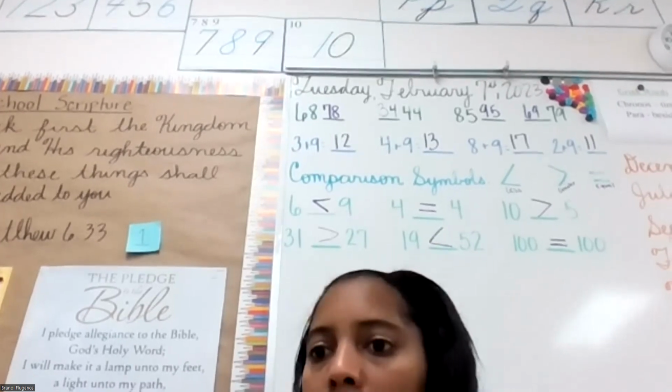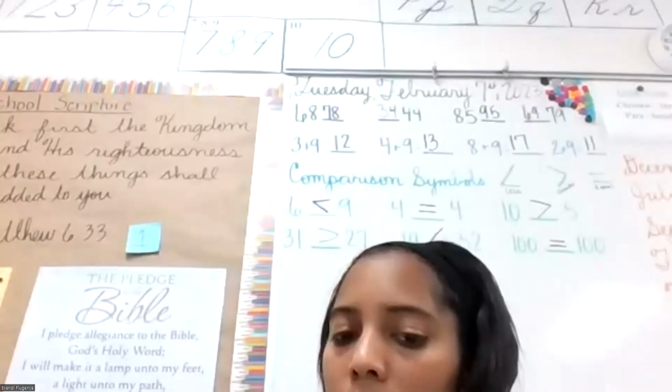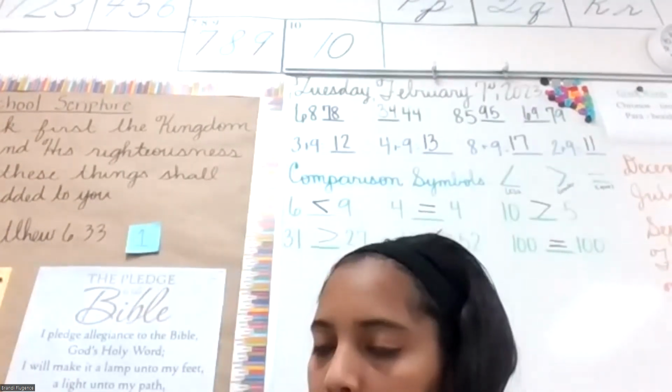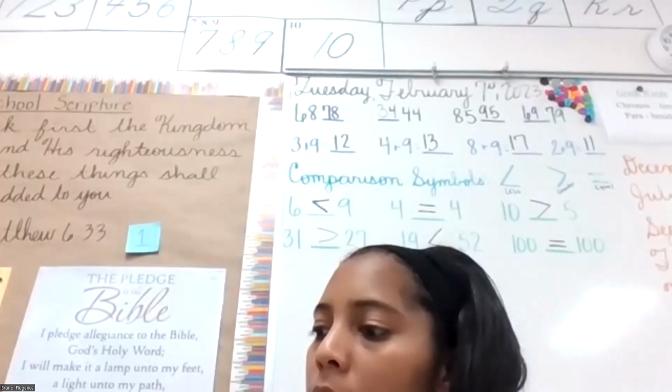Okay, so would 1 be less than, greater than, or equal to 3? Less than. Put the less than symbol in the middle. It's less than.